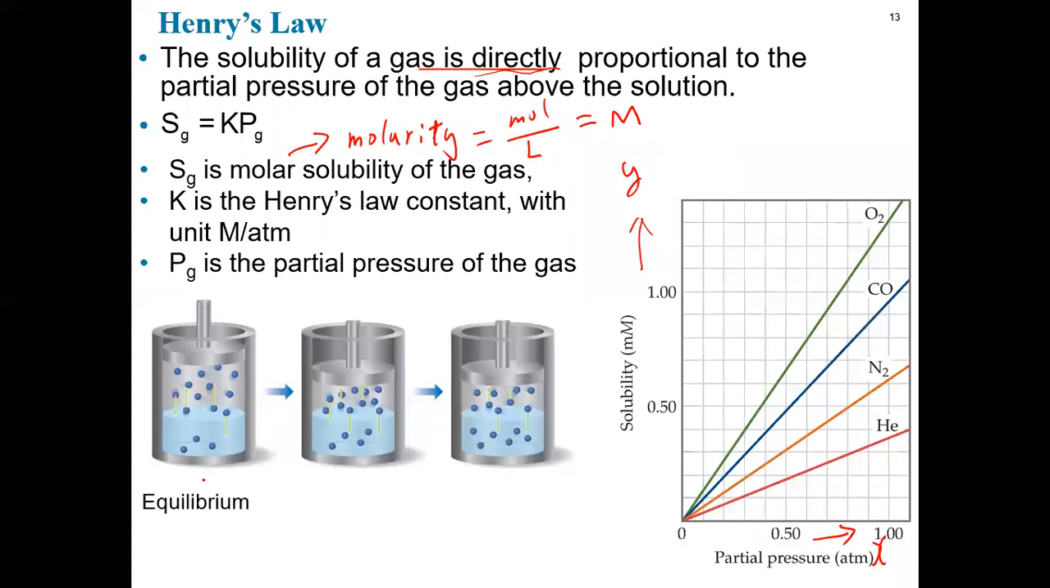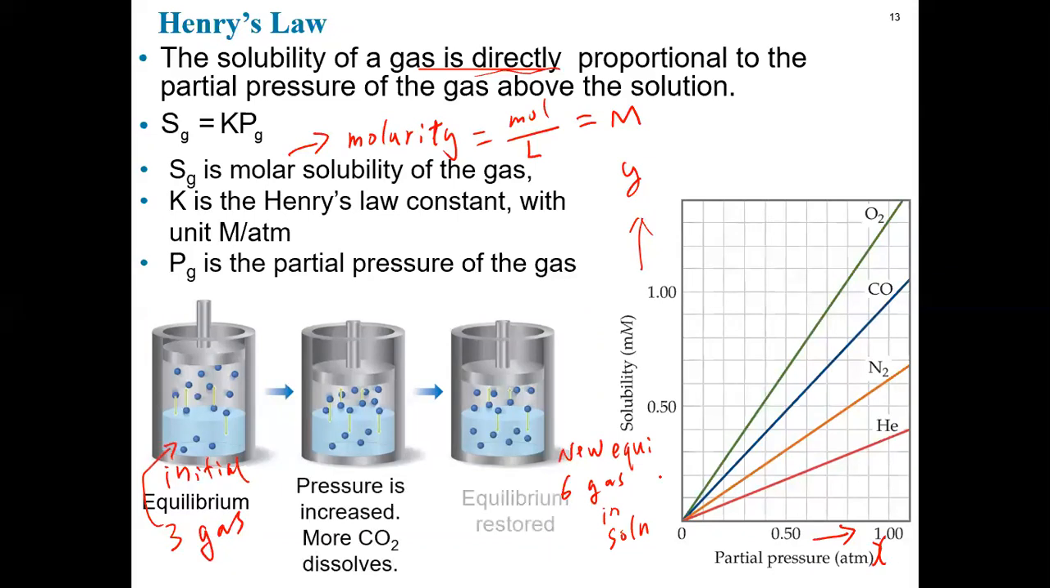So at the beginning, we have the initial equilibrium, with three gas particles in the solution. Now, if I increase the pressure, this is the new equilibrium, and we can see we have six gas particles in the solution. So that tells us if you increase the pressure, the solubility of your gas in the solution will increase directly.